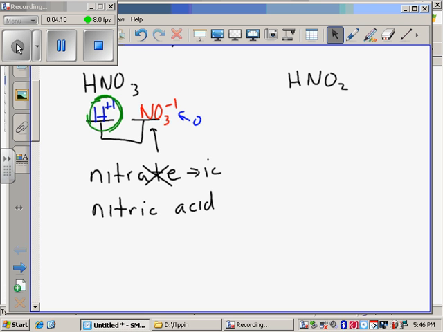No hydro out front, though. No hydronitric acid. No hydro out front because there is oxygen in the anion. The presence of oxygen means no hydro prefix.